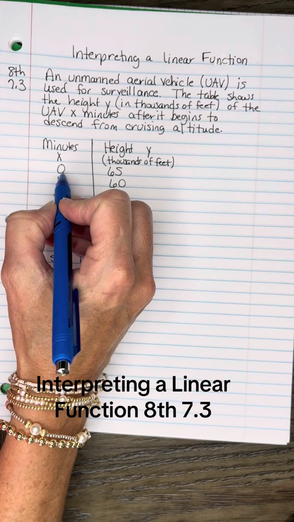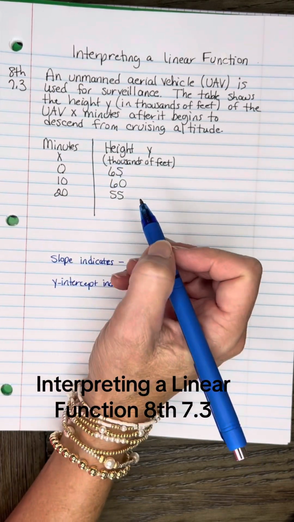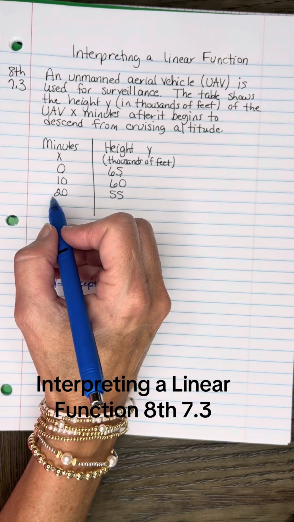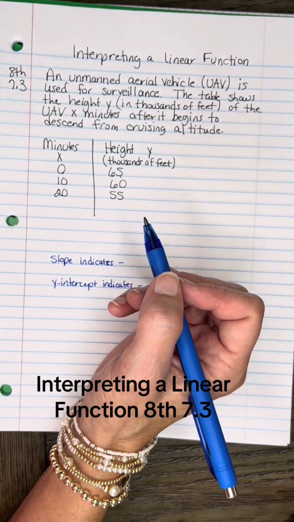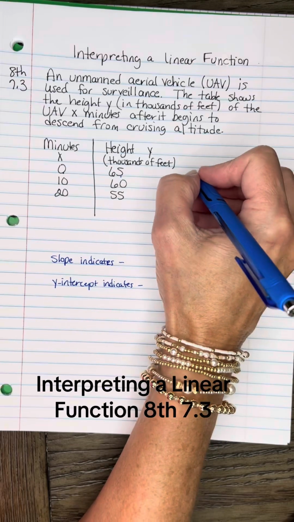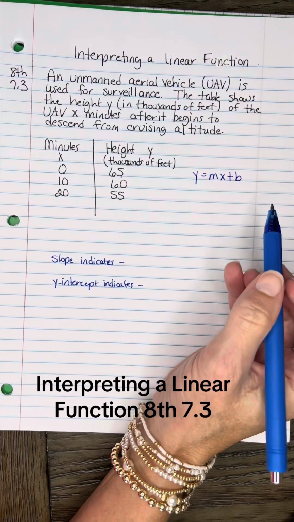So at 0 minutes, before it starts to descend, it's at 65,000 feet. 10 minutes later, it's at 60,000 feet, and 20 minutes later, it is at 55,000 feet. We want to write an equation and then interpret what the equation means. To write an equation, we need it in the form y equals mx plus b. So we need an m and a b.